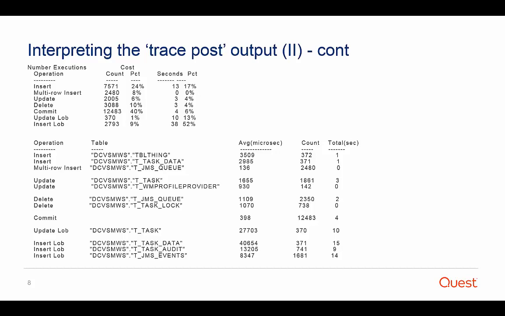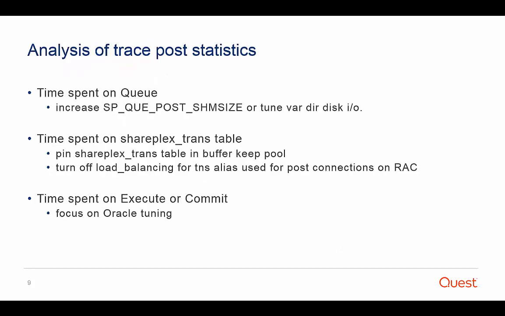You can run trace post periodically to get the baseline of your post performance. Based on this information, you can determine whether the time is spent in SharePlex or Oracle. If time is spent on reading the post queues, then try increasing the SPQ post shim size or tune the WADR disk I/O. Sometimes if the WADR on the NFS mount point is slow, then try moving it to the local disk. If time is also spent on the SharePlex trans table, then try pinning the SharePlex trans table in the keep buffer pool. If you're on RAC, consider turning off the load balance for the TNS alias used for post connections.